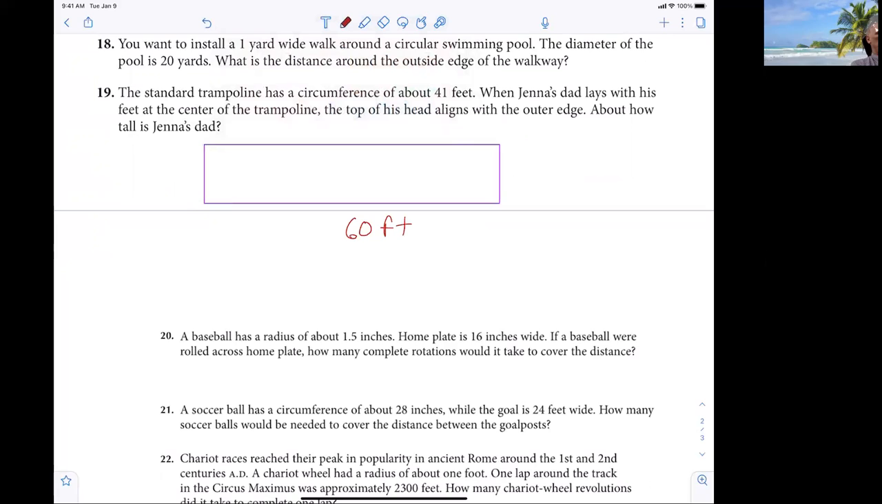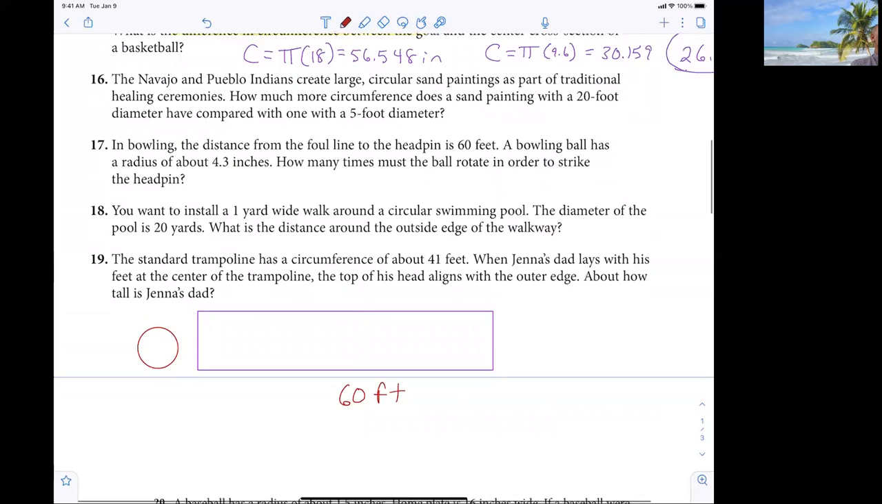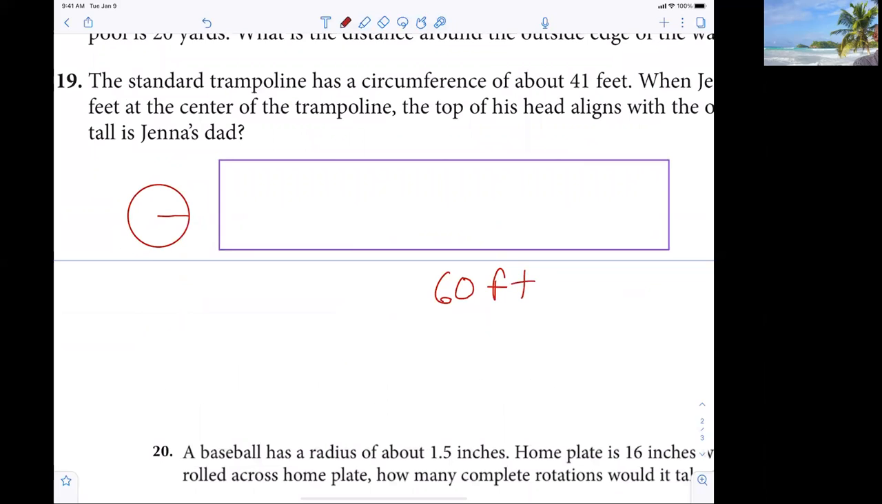All right. Now, we have a bowling ball. So I'm going to represent a bowling ball. I'm just going to blow it up a little bit so we can see it. There's the bowling ball. And it tells me that the bowling ball has a radius of 4.3 inches. So I want everybody to write 4.3 inches.